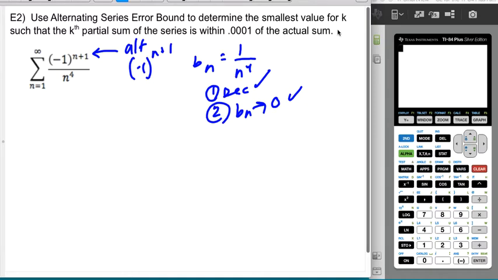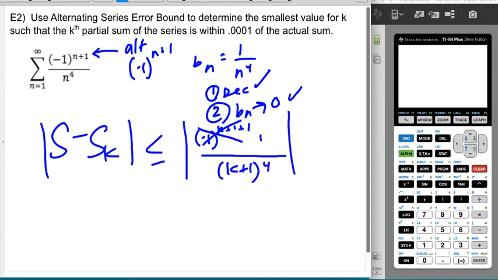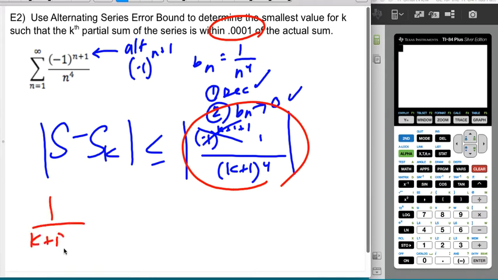So we want the smallest value of k such that the difference between s of k, or s sub k rather, and s is less than or equal to 0.0001, right? I don't really need the negative 1 because of the absolute value, right? Because that's going to get knocked out, and this is (k plus 1) to the 4th. So I want this thing to equal this thing. Well, 1 over (k plus 1) to the 4th equals, so this is tenths, hundredths, thousandths, 10,000ths.